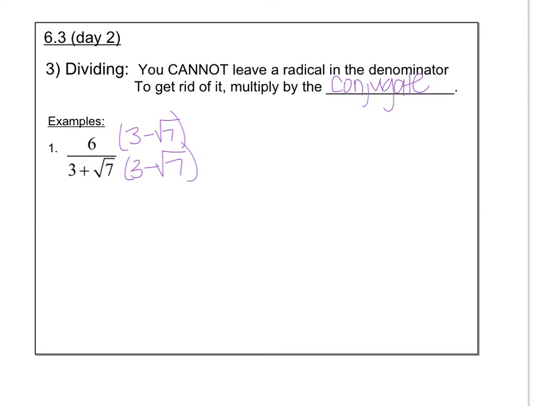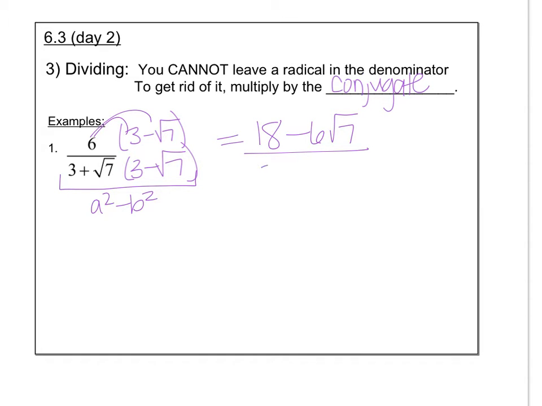Alright. Now we're going to go ahead and distribute on the top. It's going to turn into 18 minus 6 radical 7. Now on the bottom, you can FOIL it if you want to. You can do the long way, or you can do the shortcut that we talked about. Remember, the shortcut when you have conjugates is to do a squared minus b squared. So you can do 3 squared minus radical 7 squared.